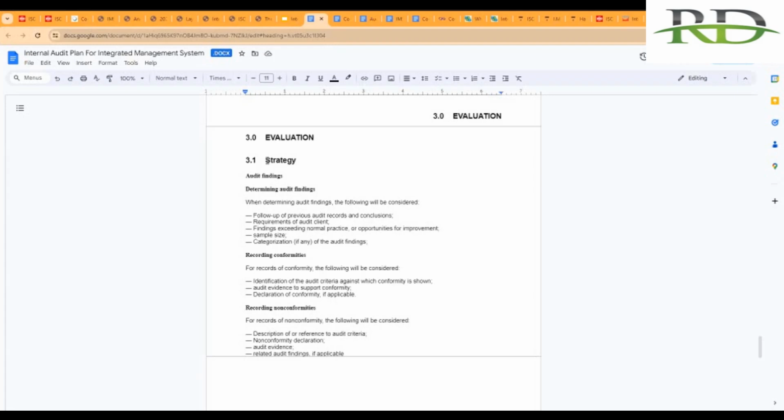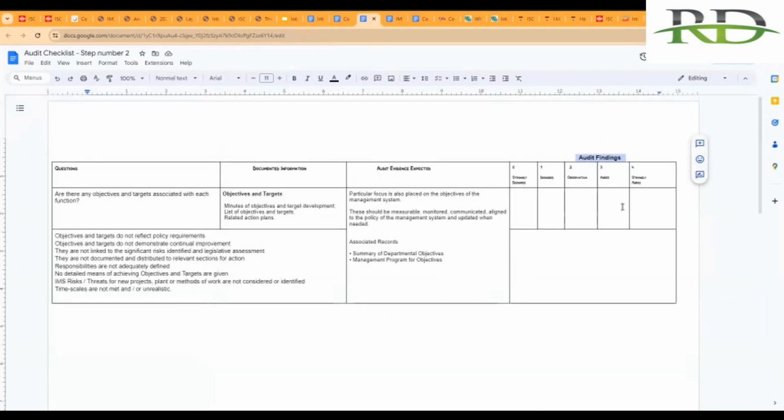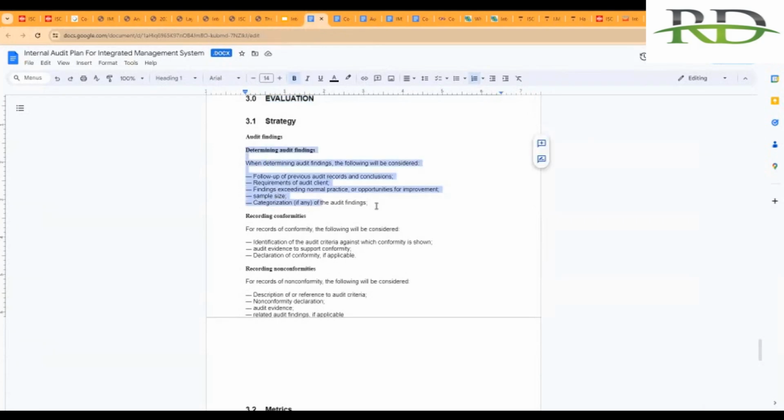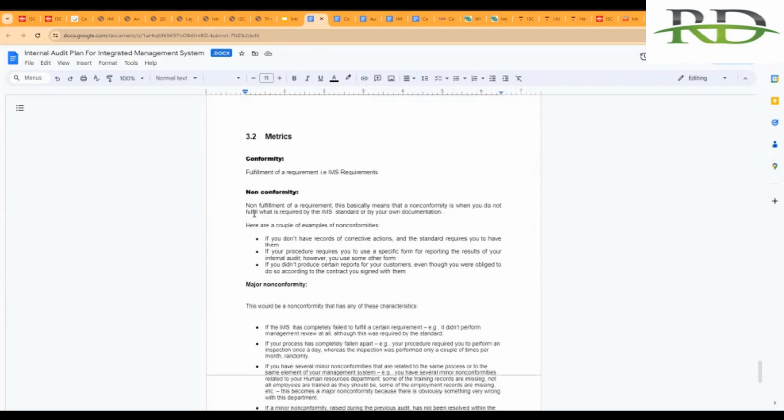And then after that, you should also discuss the evaluation. At this point, you want to discuss how exactly you are going to determine these audit findings, okay? By what criteria are you going to determine whether it's a conformity or non-conformity? That has to be explained beforehand. So you're going to start off by describing how you're going to record your findings. How are you going to determine if it's a conformity or not? And if it is a non-conformity, you should also give examples, okay?